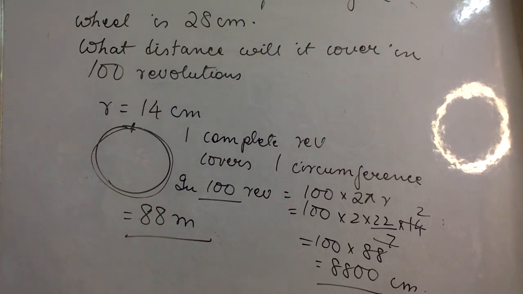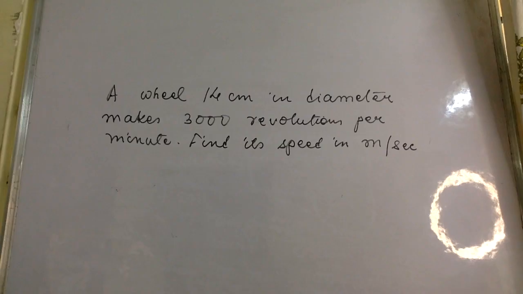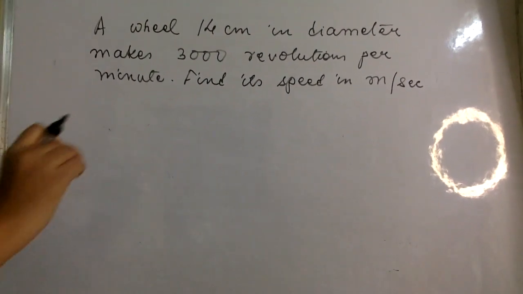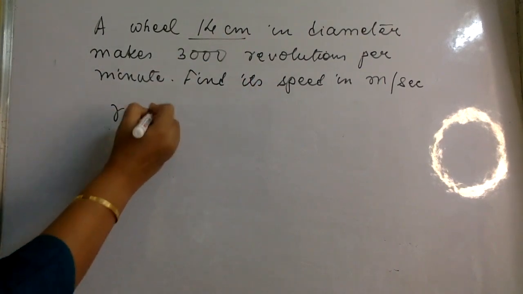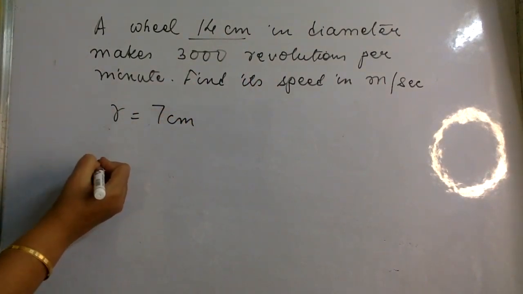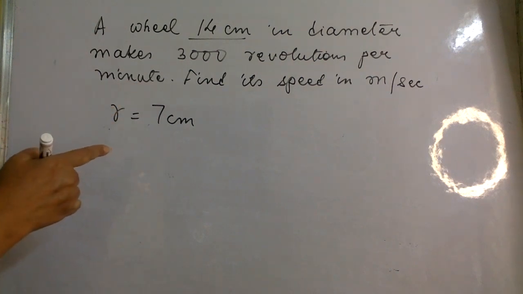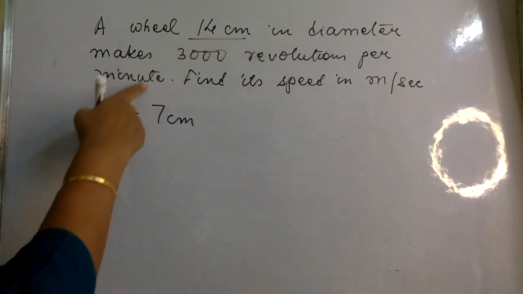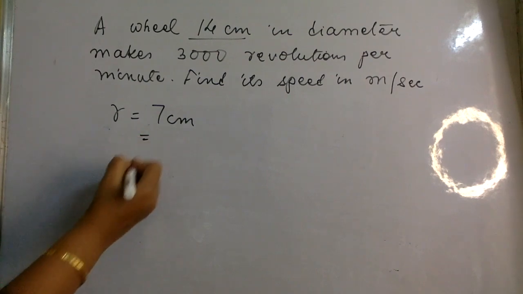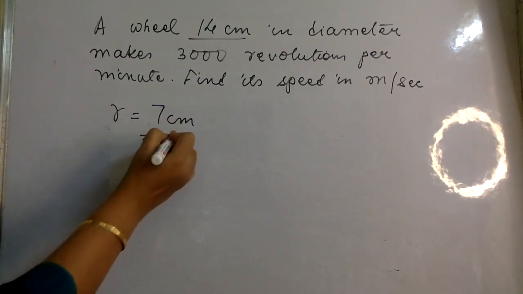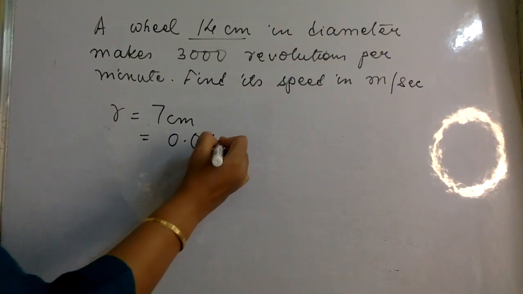This revolution type question is very, very important. Next question: a wheel 14 centimeter in diameter makes 3000 revolutions per minute. Find its speed in meters per second. Now the 14 centimeter is the diameter, so the radius is 7 centimeter, right? So let us find it in meters per second. The very first thing is we will convert this to meters, 0.07 meters.